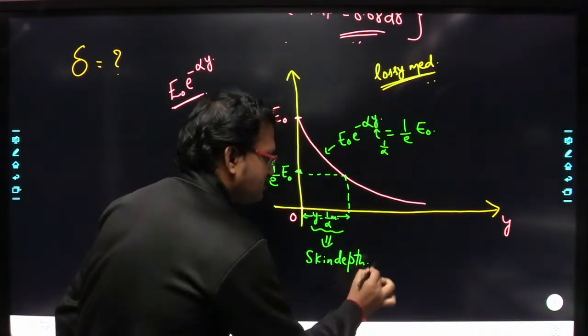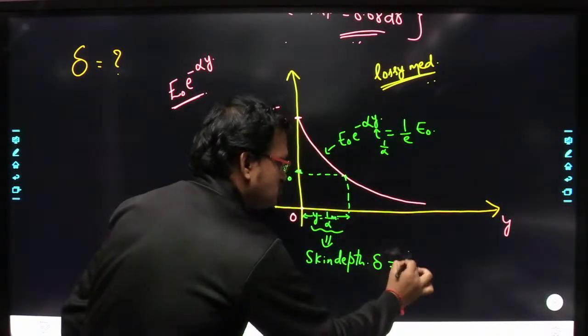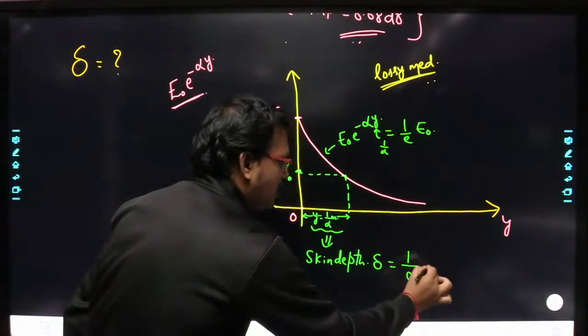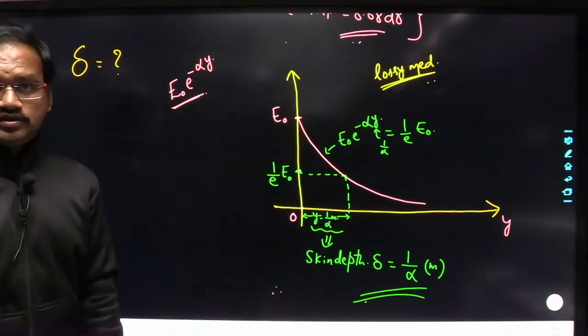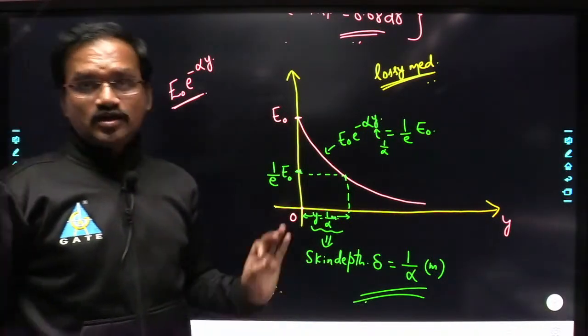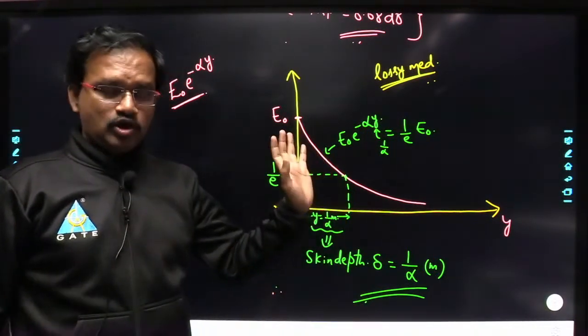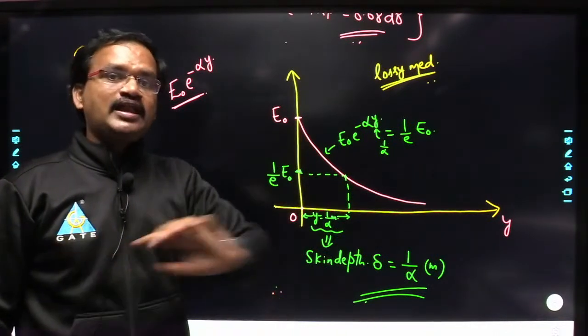Right. So skin depth is generally represented with delta, which is equal to 1 by alpha meters. So this is the actual formula for skin depth. Understood? Delta is equal to 1 by alpha. You can define the skin depth for any medium here.